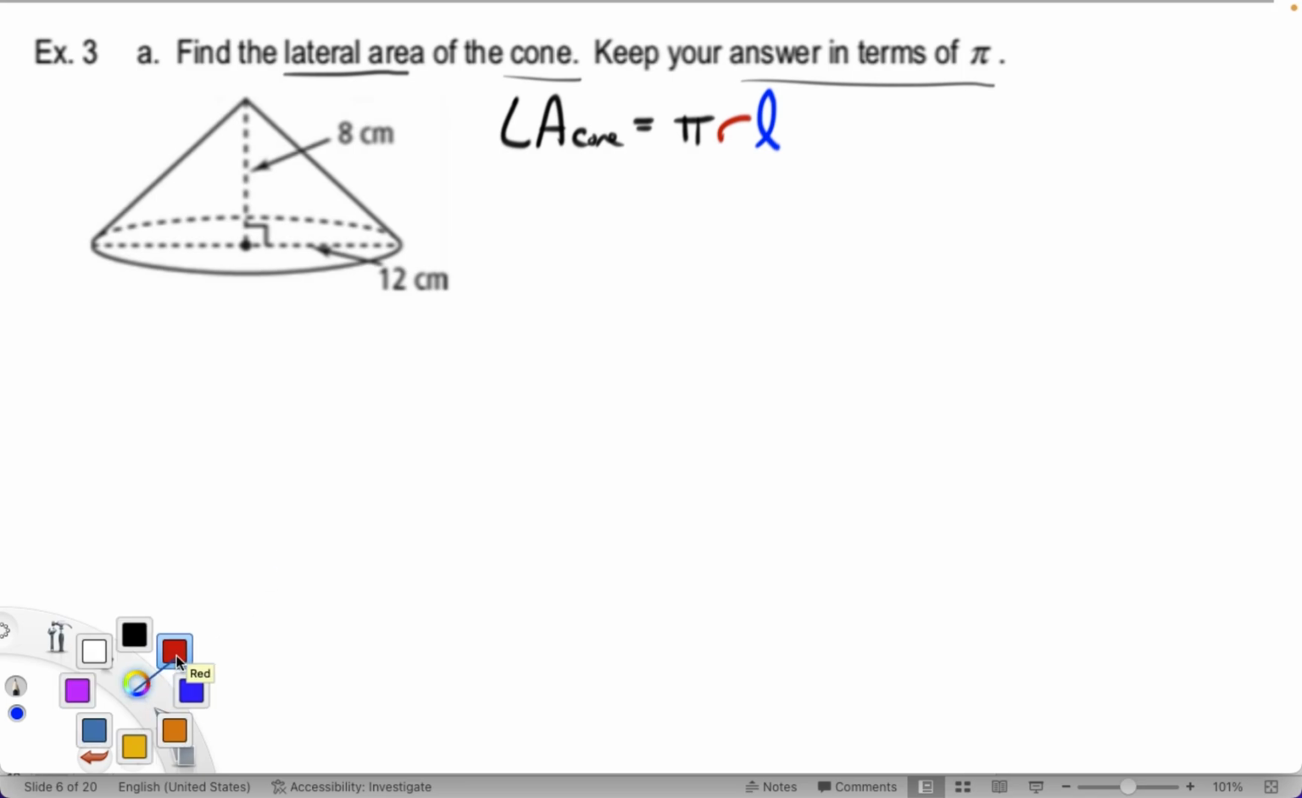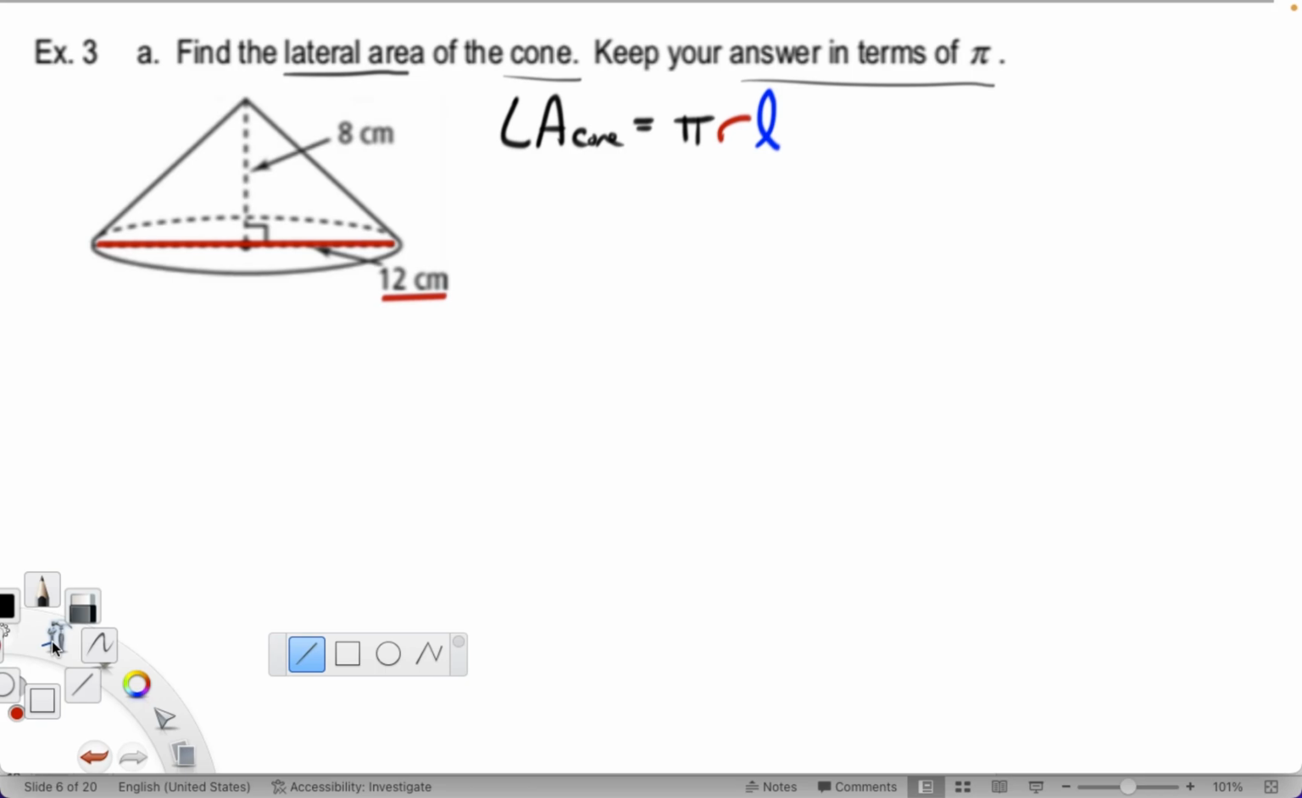Okay, so my radius I can find right here. This line right here is the diameter, and that is 12 centimeters long. And I want the radius. I want half of that. I want the part that goes from the center here to this point here. So that's going to be half of the diameter. So if the diameter is 12, then the radius is going to equal 6 centimeters.